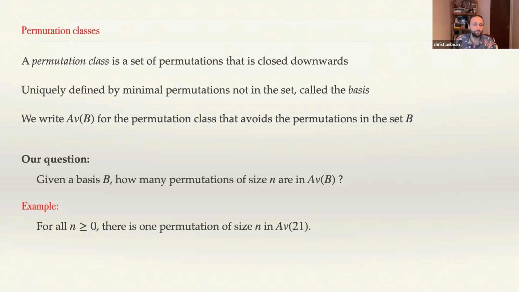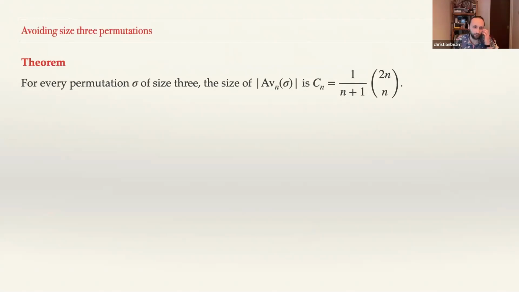This 1 through n. Okay, so that's too easy. Let's move on to something a little bit harder. Let's consider size 3. It turns out for size 3 permutations, we get this nice theorem that says that every permutation class defined by avoiding a permutation of size 3 is counted, well, the size n permutations are counted by the nth Catalan number.